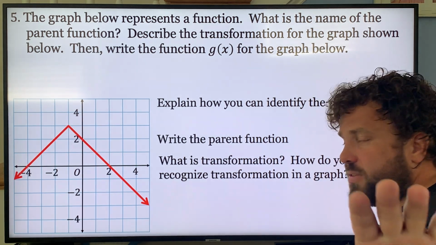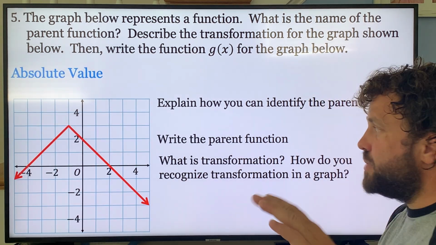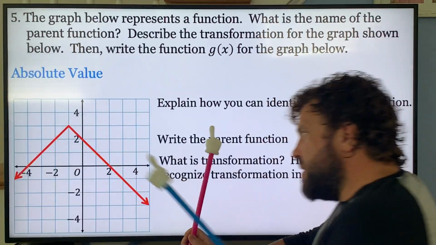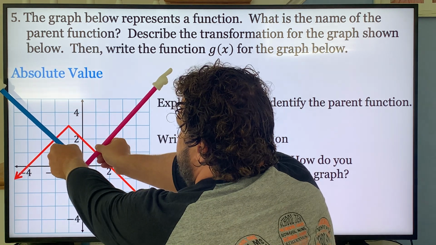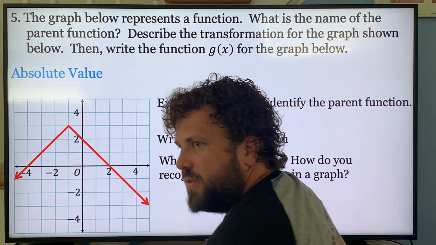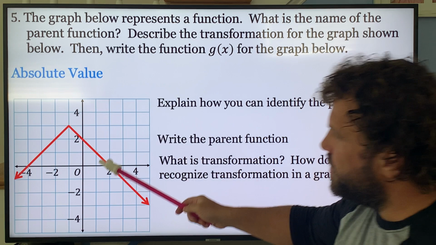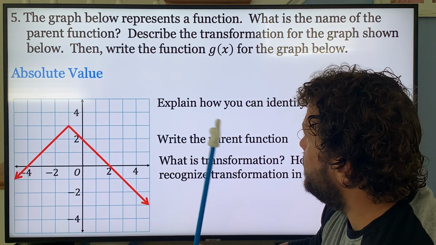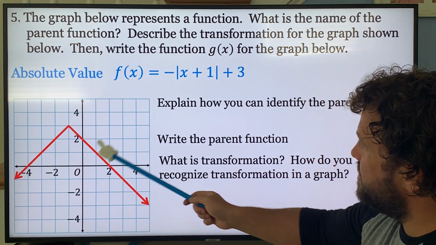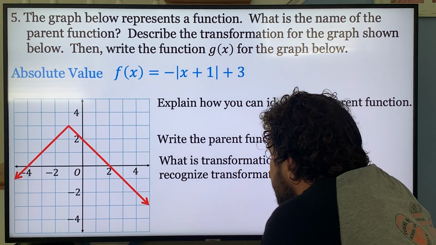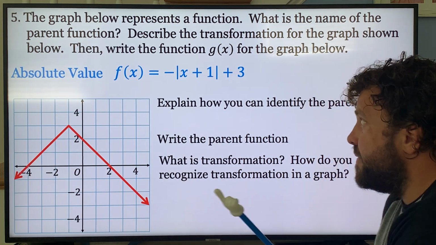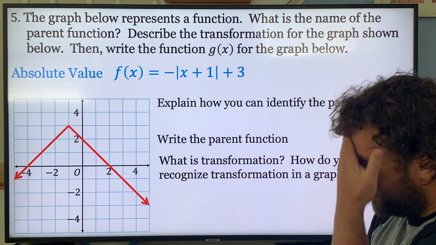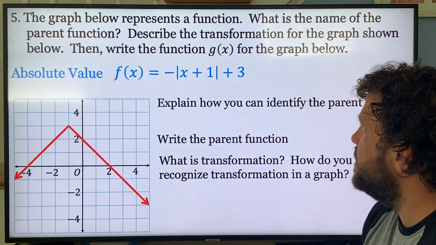If you said, what's the v? Absolute value. So, the original parent function pretty much looks like this. It's a v. One line goes up with a slope of 1. One line goes to the back with a slope of negative 1. So, f of x equals, this actual function is going to be negative absolute value of x plus 1, plus 3. Now, how did I get that? Because this is in a v. This is in absolute value.